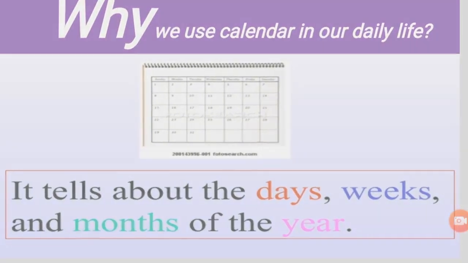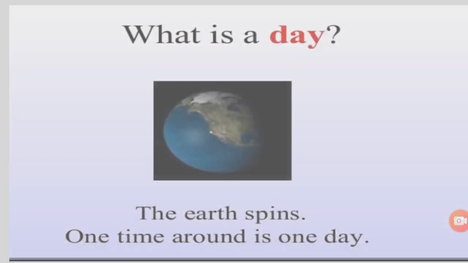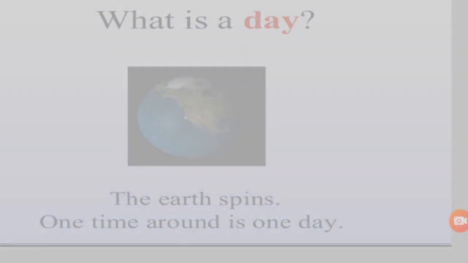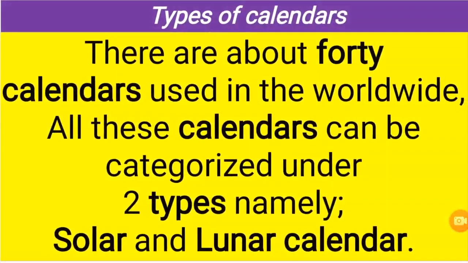So you can say that a calendar also tells us about our upcoming events, days, and important festivals. So let's study what a day is. Well, guys, one complete spin of the earth is one day. Okay, so let's discuss the different types of calendars.